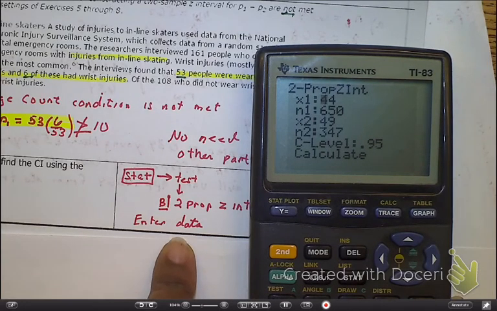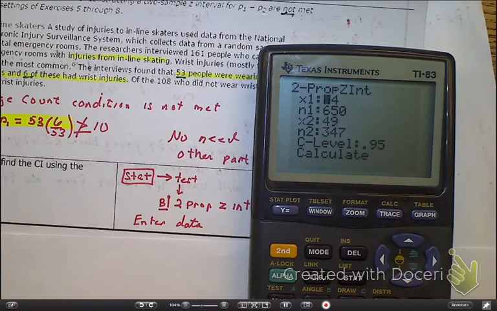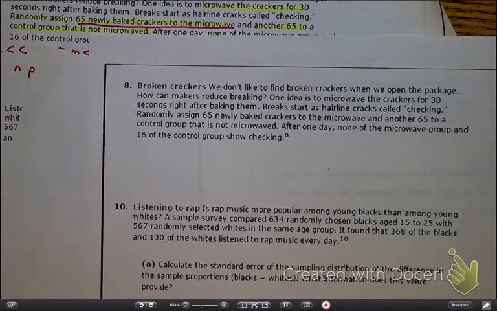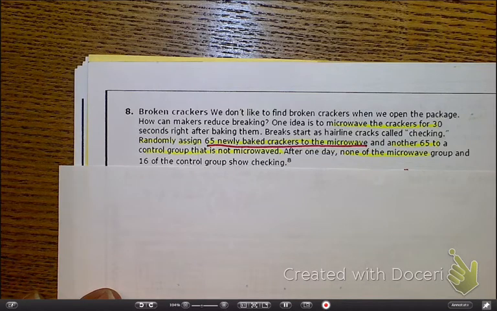Now before we do that problem, and it's going to take us a little time, I want to proceed with our notes. Okay, please take a moment to read it. I'm now on page 4 of your notes. So here we're talking about broken crackers in the package. One idea is to microwave for 30 seconds.